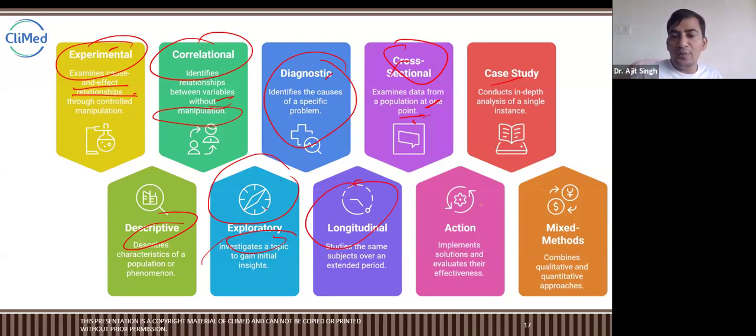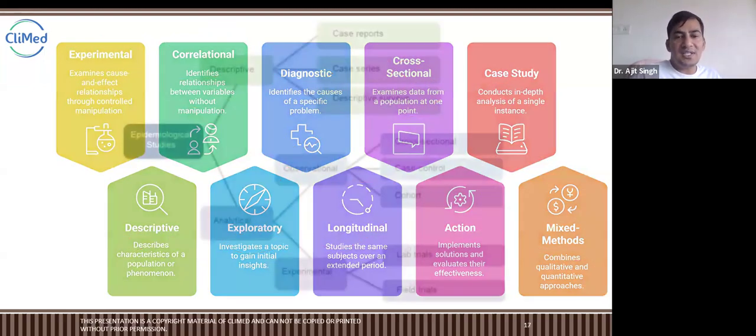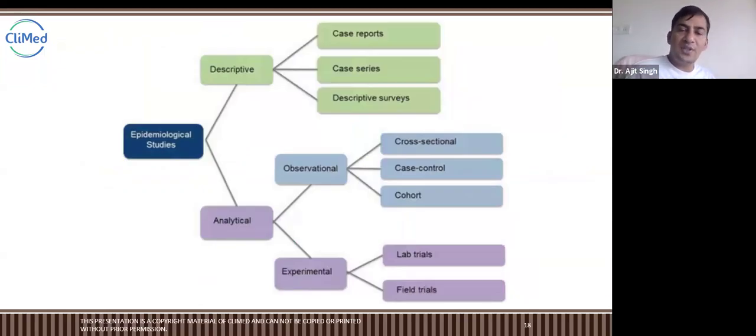Then action, to implement the solutions, like to implement policies, to implement a treatment, or to implement something in the companies or in hospital or in the population. So those implementation studies are called action studies. Then the mixed methods, where we mix two methods, quantitative and qualitative, are called mixed methods. So these are just terms, but you must understand this is the actual thing we were talking about last time, and I have described it.